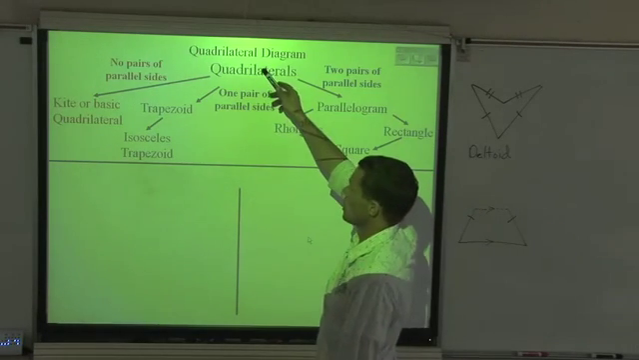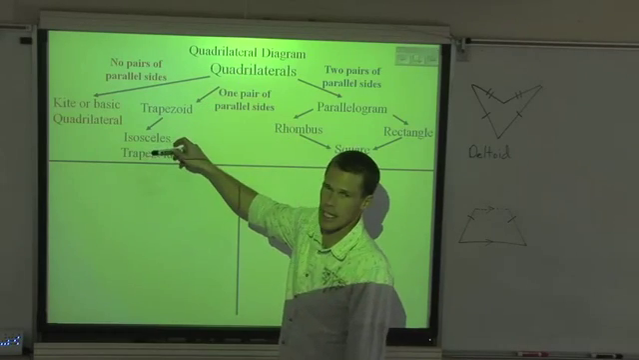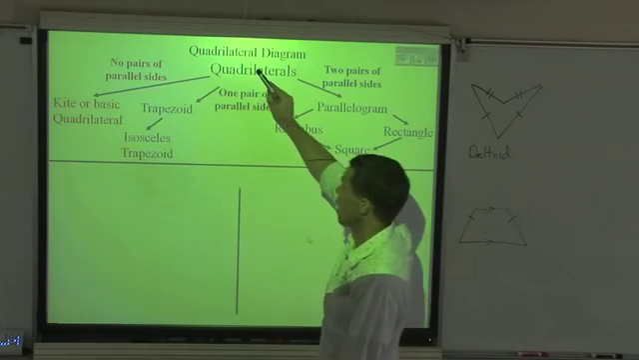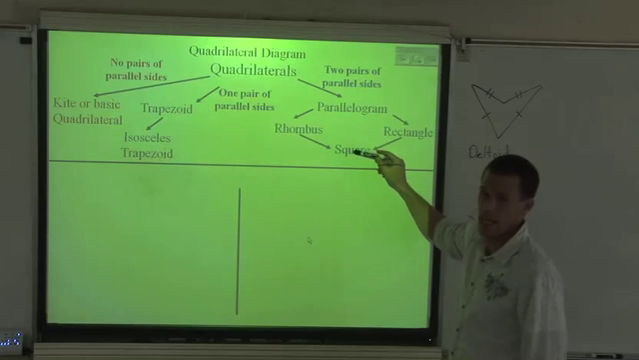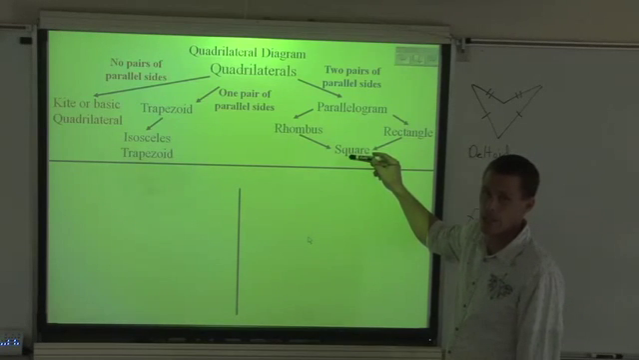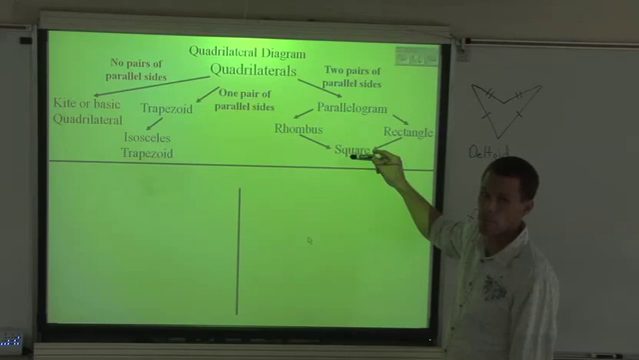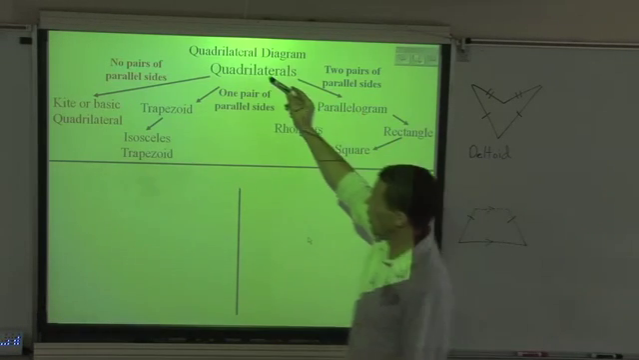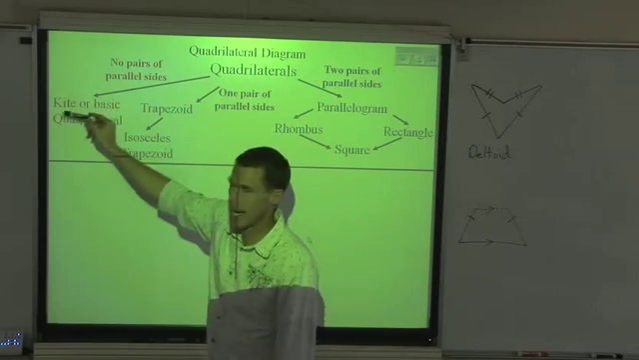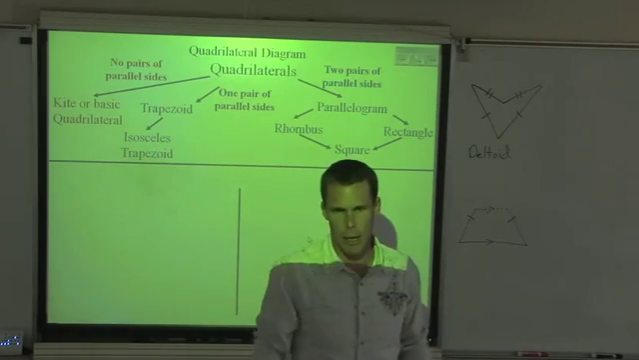A quadrilateral is sometimes an isosceles trapezoid. A quadrilateral is sometimes a square. A rhombus is sometimes a square. A quadrilateral is sometimes a kite. So if you move down, it's sometimes.